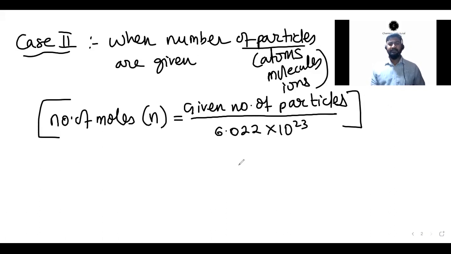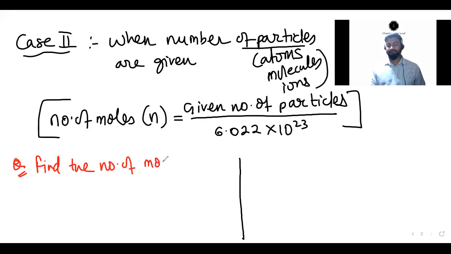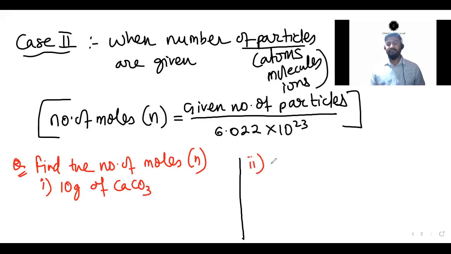So we've done 2 formulas. Let me give you one example of both, so that we can understand how it works. So question number 1, find the number of moles n when, first question, in 10 grams of CaCO3. Suppose they have given this question. So see, mass given. And the second part of the question is when we have 12.044 into 10 to the power 24 atoms of sodium.